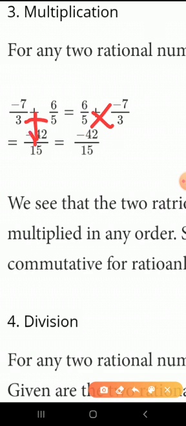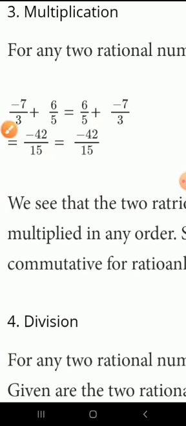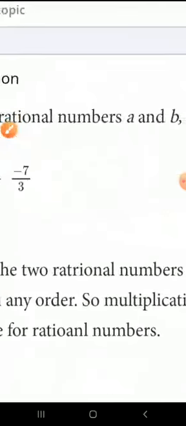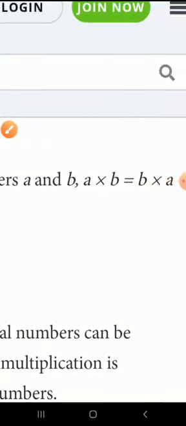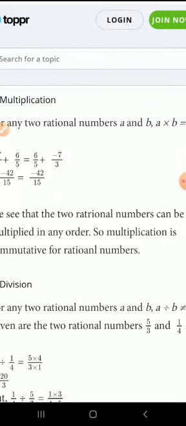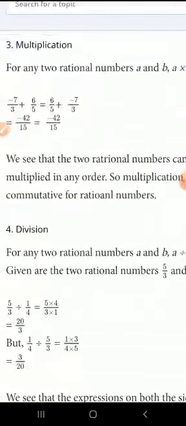And if we change the order, if we do 6 upon 5 into minus 7 upon 3, then we are getting the answer as minus 42 upon 15. Okay, here it is the multiplication sign. So we can multiply the rational numbers in any order. A into b will be same as b into a. In any order, if we multiply rational numbers, same answer we get. So multiplication is commutative for rational numbers.